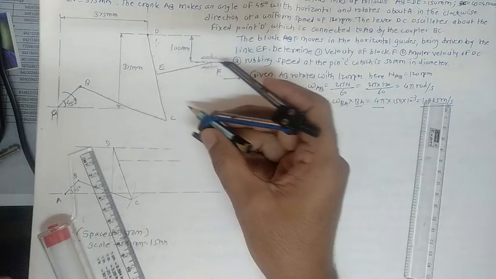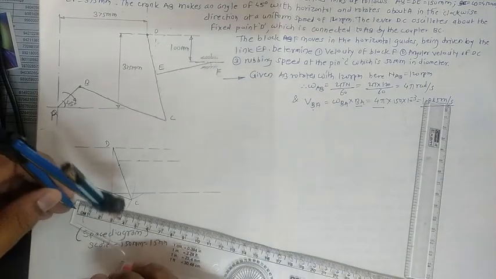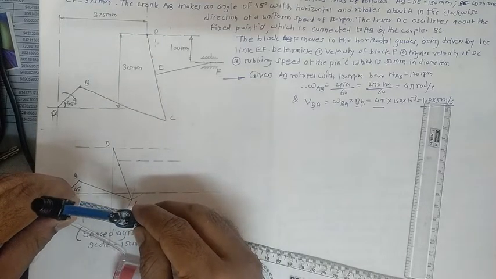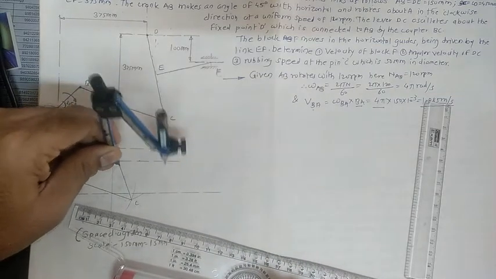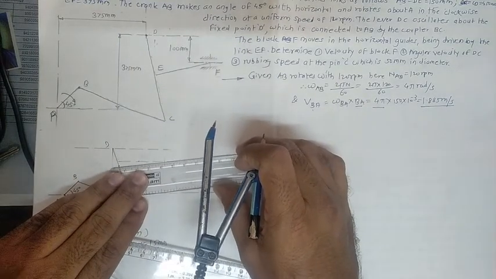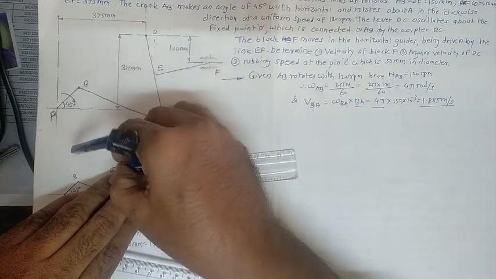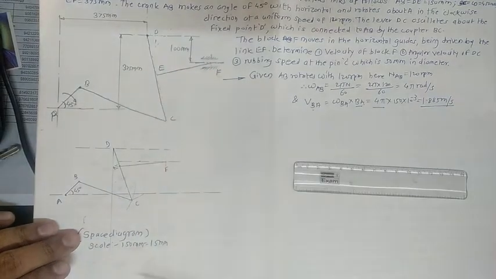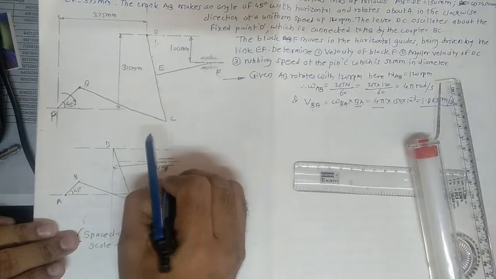And what about the EF? The length of EF with us is 375. So take this distance, 375, in the compass and just mark it on this horizontal line. This point is nothing but the F point. Join this point with this one. This is nothing but the E point, and this indicates the F point. So the F point here is connected with the slider, like this.